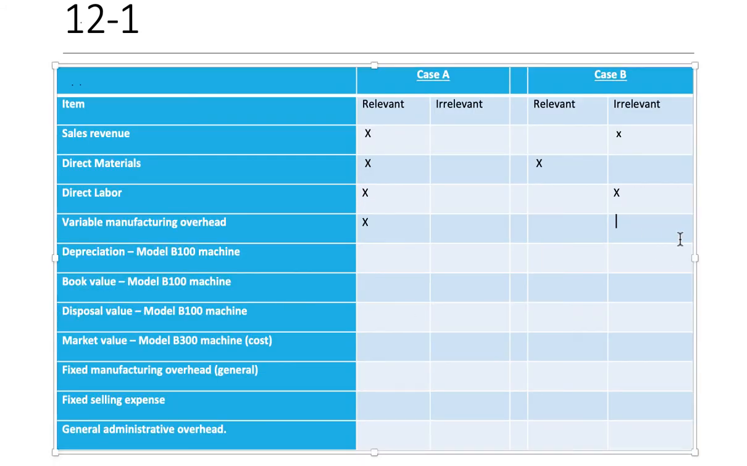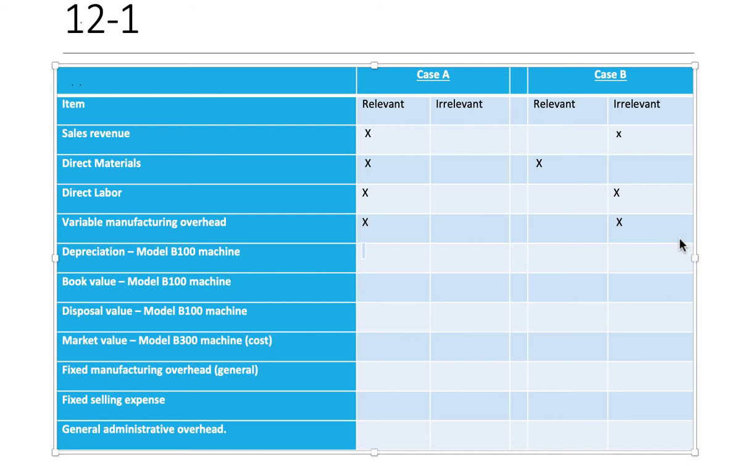Under case B, nothing changes regardless if we keep the machine we got or if we sell that machine and buy a new one. Variable costs remain the same under each of those circumstances. It's irrelevant. Okay.